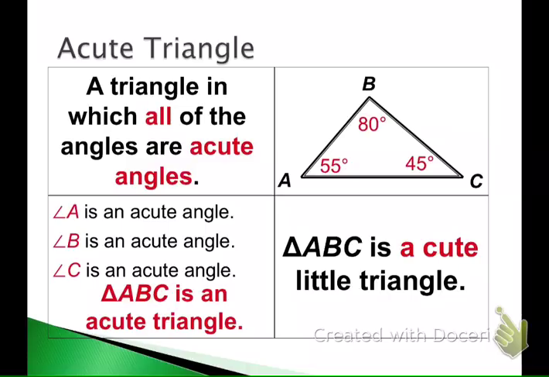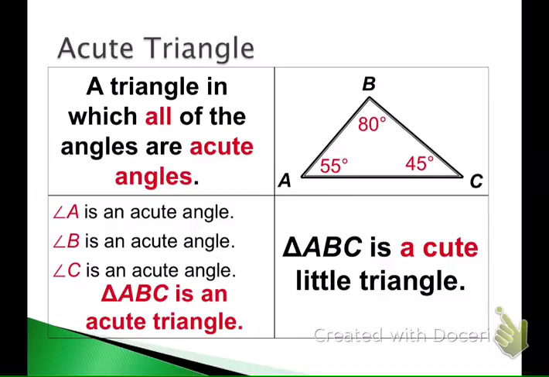Now, the numbers that are up there are just an example, okay? But we can have other acute triangles with other measures of other angles that are all less than 90 degrees. That's just one example of an acute triangle.